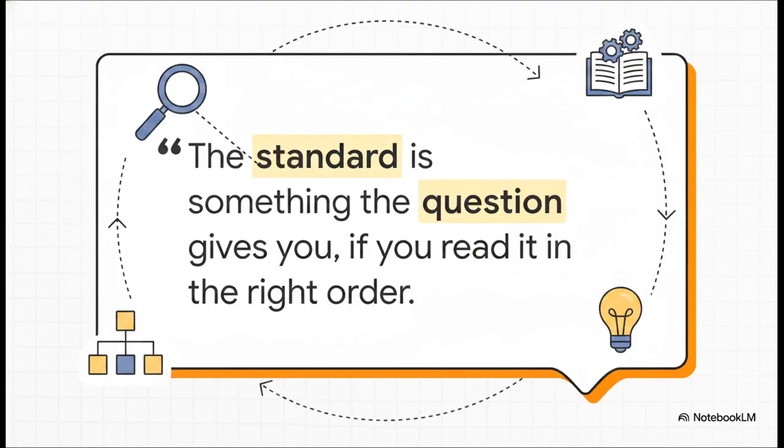The idea worth carrying out of this explainer is this. Read the requirement line first, find the facts that could only be there for one reason, and ask what else the question is quietly testing. The standard is usually not something you recall. It is something the question gives you, if you read it in the right order.